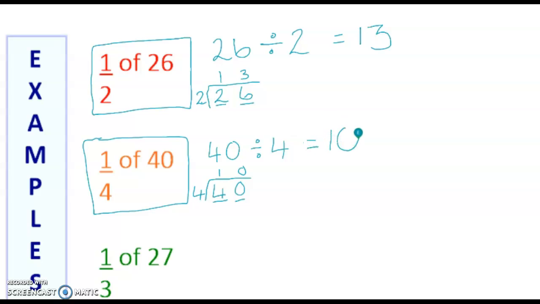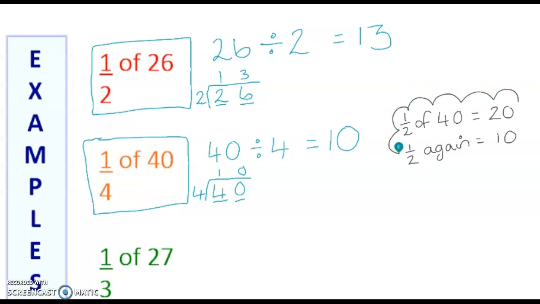But just to show you, I could also do half of 40. So halve it would be 20, and then halve it again. So half of 20 is 10. And that gets me to the same answer. So you might prefer that method of halve it and halve it again.